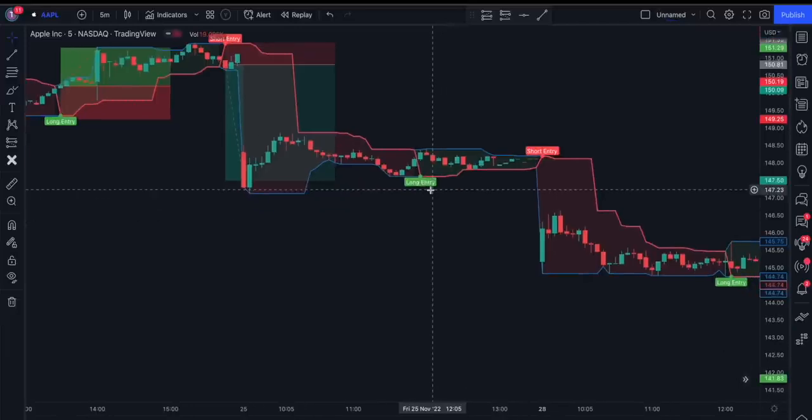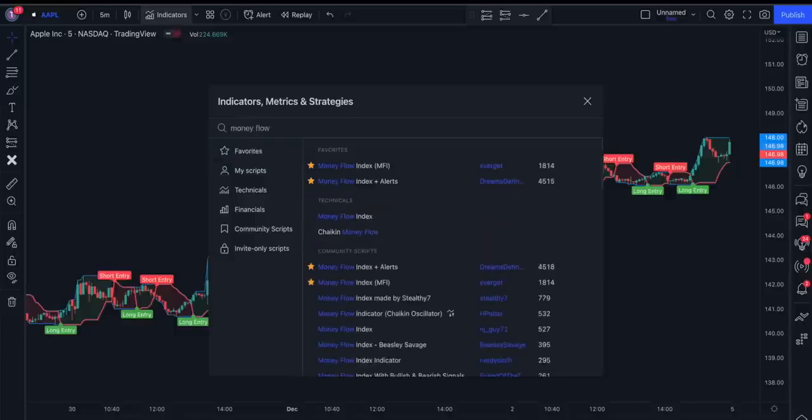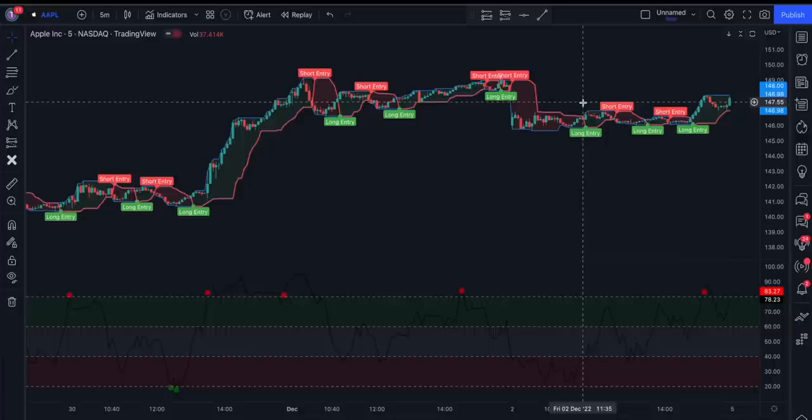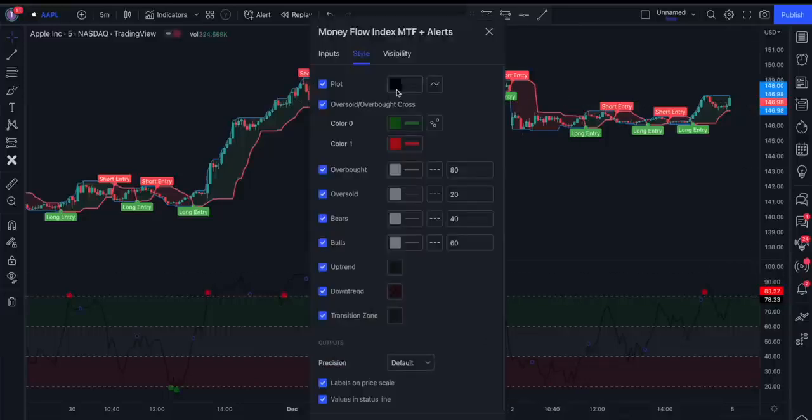Obviously, not all of them will give you successful entries, that's why you need to add some more indicators to the chart. For the first indicator, search for a money flow index, then install this indicator right here. Then access its settings and change the plot color to white.